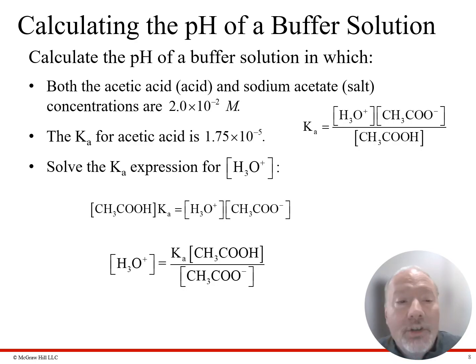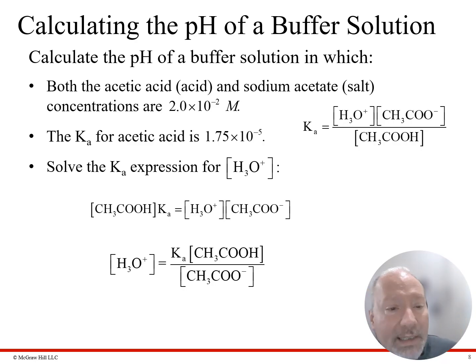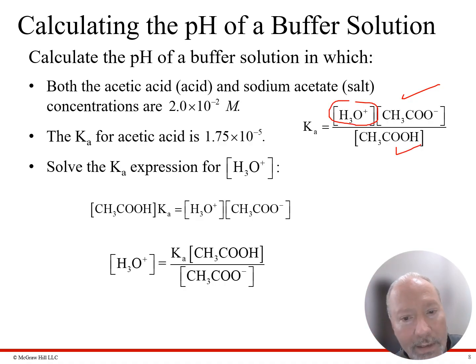But if we were to rearrange this, because we could have more complicated problems when you take more chemistry, this class, I'm going to keep it simple. I just want you to kind of see what's happening. The acetic acid concentration and the sodium acetate concentration are both listed as 2.0 times 10 to the negative second molar. So we know that this is 2.0 times 10 to the negative second, and this is 2.0 times 10 to the negative second, and we don't know what this is.